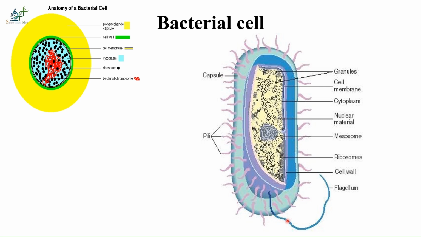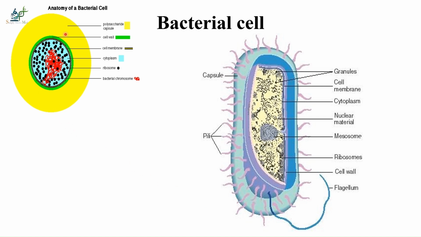Also here you can see the flagellum. Flagellum is a locomotory organ for the bacteria. This will help in the movement or motility of bacteria. With the help of this flagellum, bacteria can move from one place to another place. And this is the anatomy of the bacterial cell.